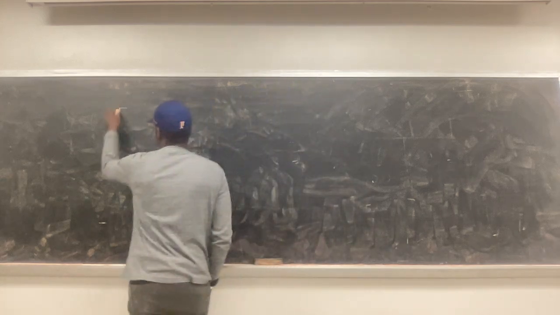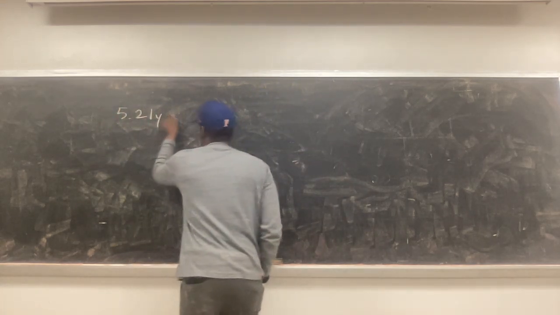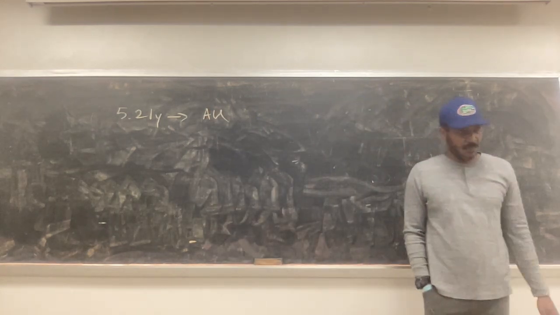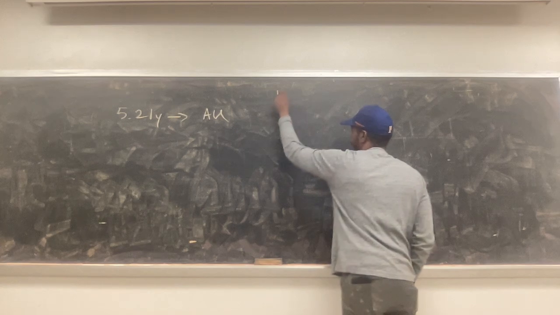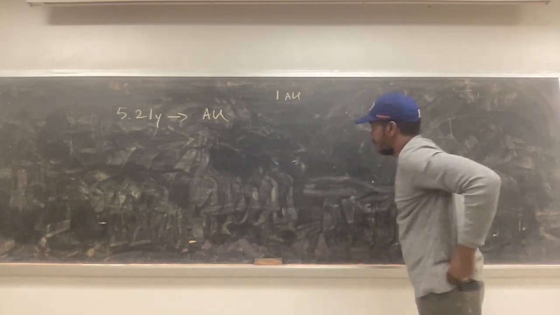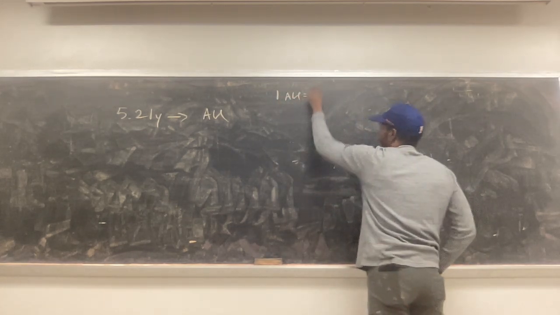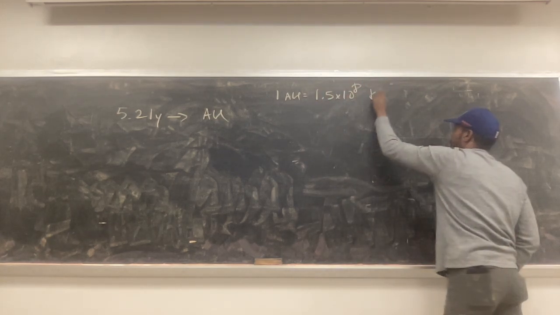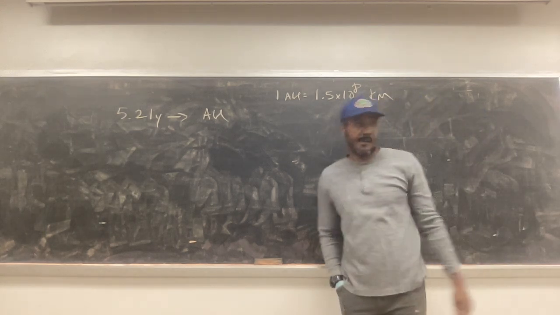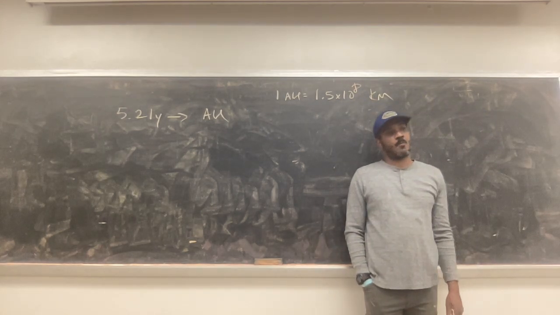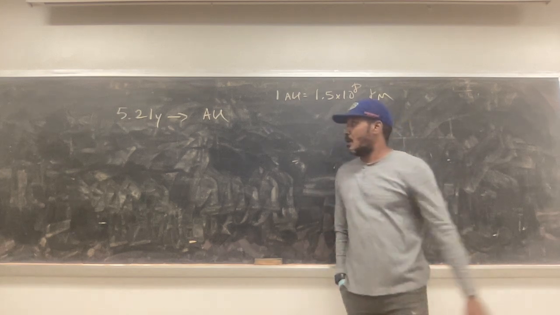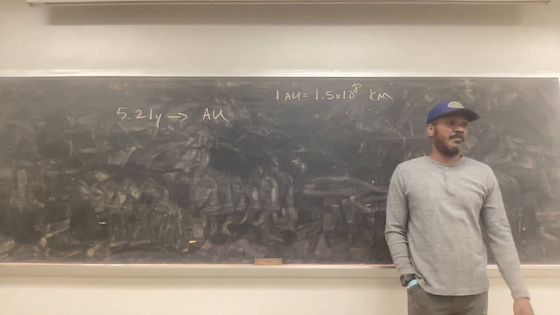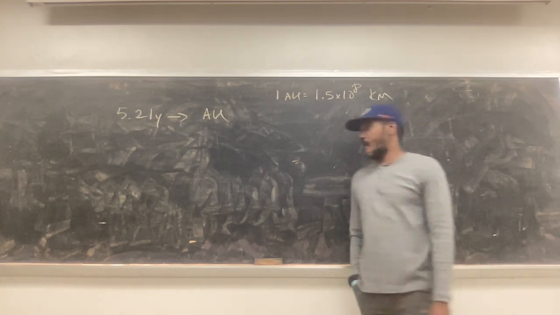All right, 5.2 light years, and how many AUs, right? Okay, and it tells us that 1 AU is 1.5 times what? 10 to the 8 kilometers, right? So that's the distance. That's all I wrote down, but I didn't know what to do after. Okay, so first of all, we got the distance for 1 light year in meters. What's that? 9.44 times 10 to the 15.